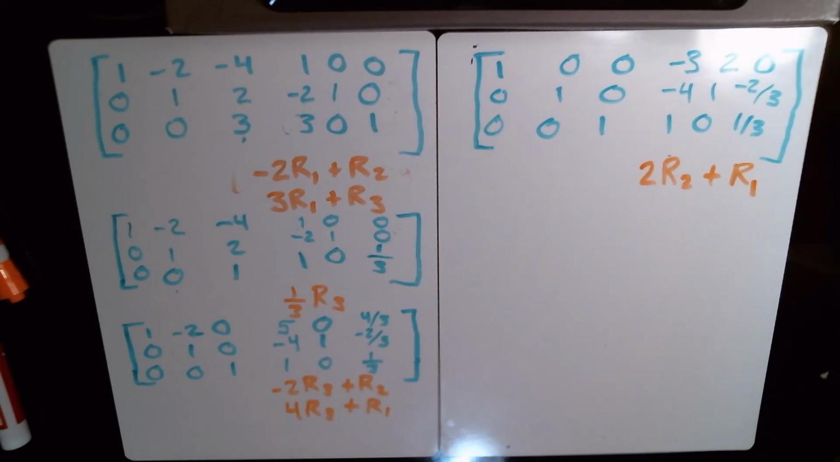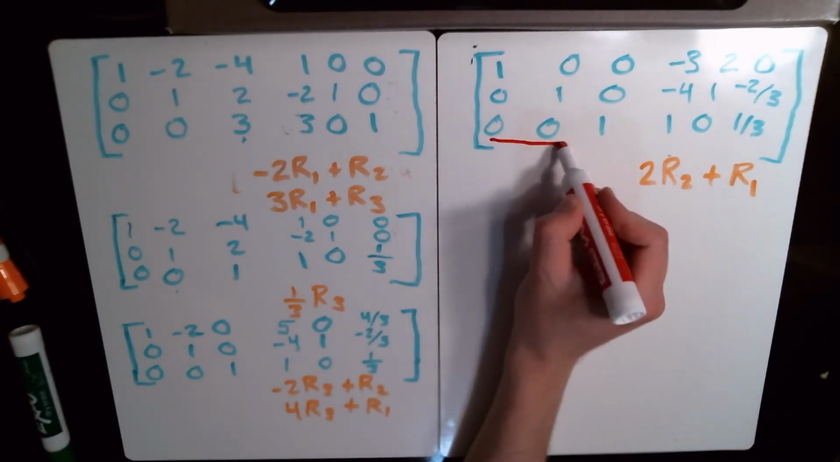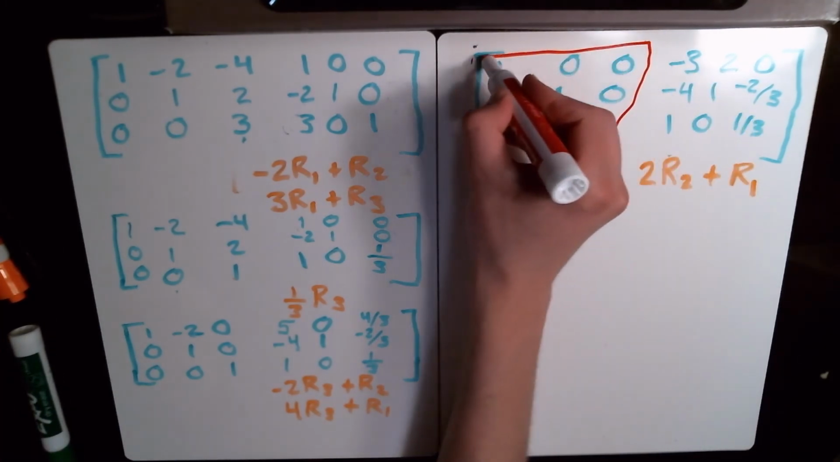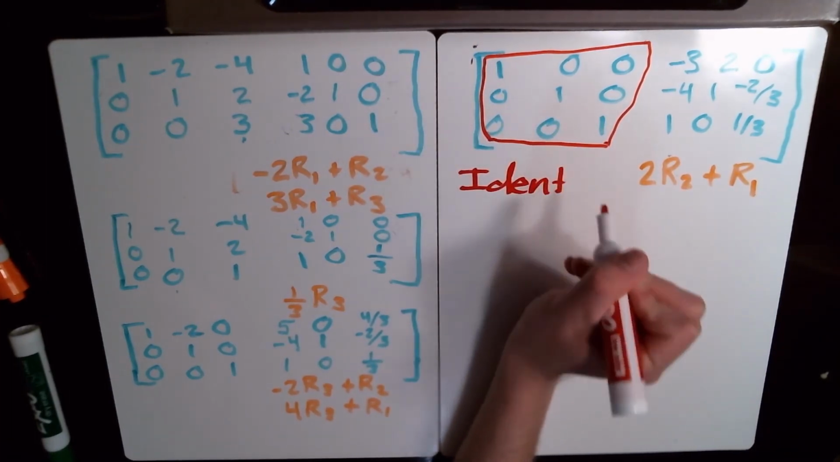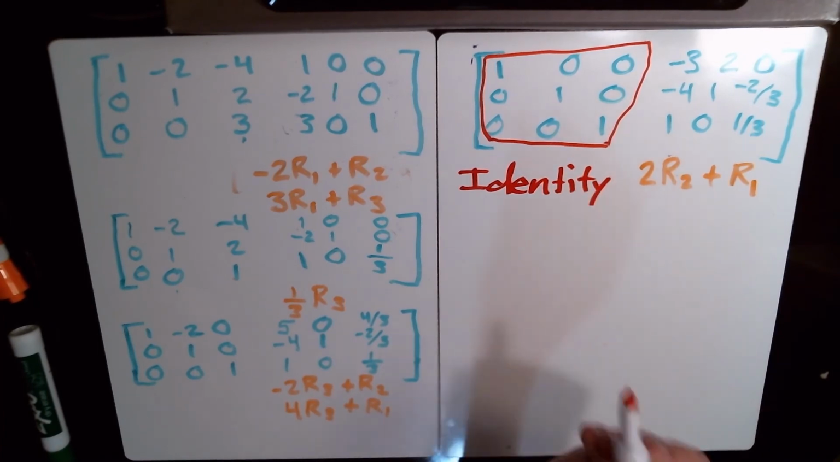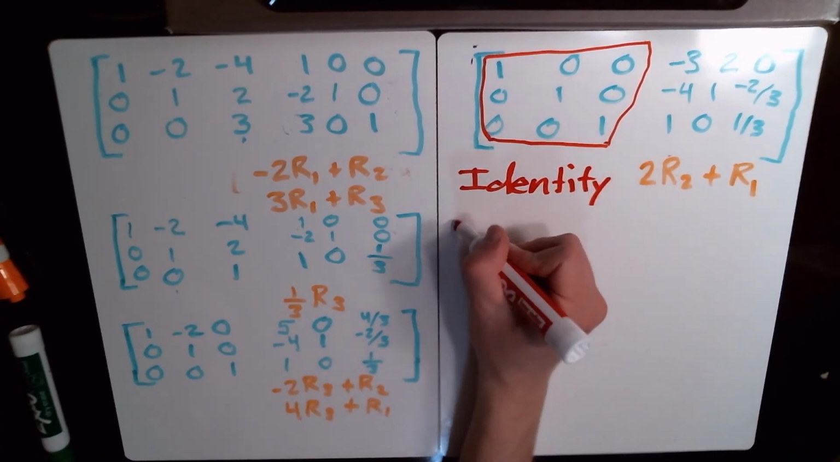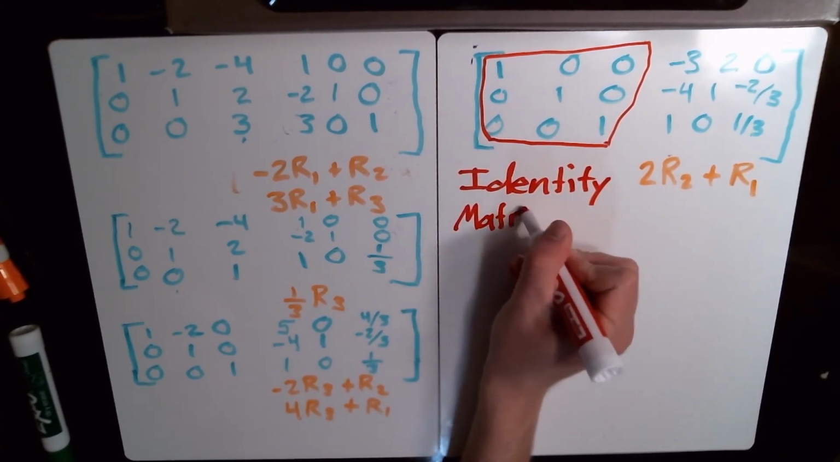So what this tells me here is I now have the identity matrix, right? This is the identity matrix. Ooh, I like that red. That's a very bright red. Okay, this is the identity matrix.